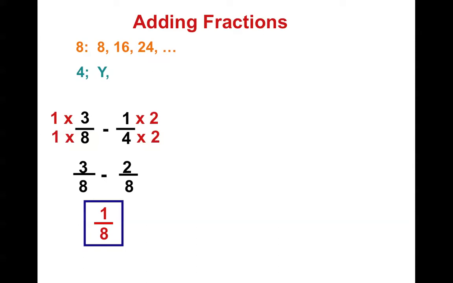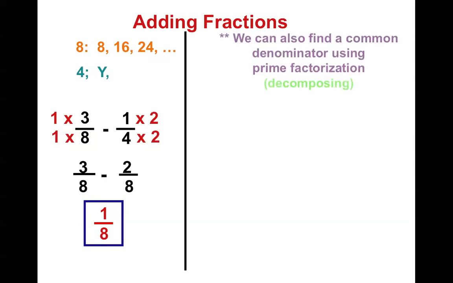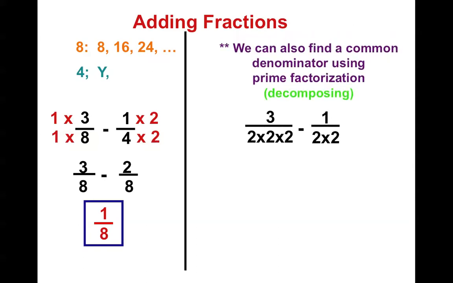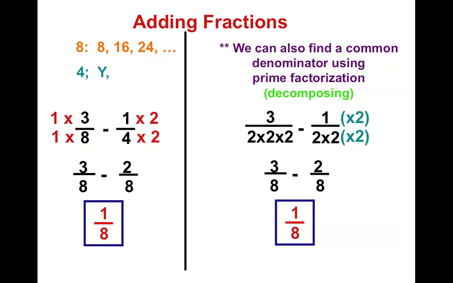Now here's a new way that you may have learned in 6th grade, students. It's called decomposition, where 8 is 2 times 2 times 2, and 4 is 2 times 2. Therefore, I've got 3 2's over here and 2 2's over here. What do I need? I need a 2 on this side. Whatever I do to the bottom, I have to do to the top. Therefore, once again, we get 3/8 minus 2/8. And we get the exact same answer. Either way works, whichever way is easiest for you to handle. Some students like this way, some students like this way. Either way is fine.